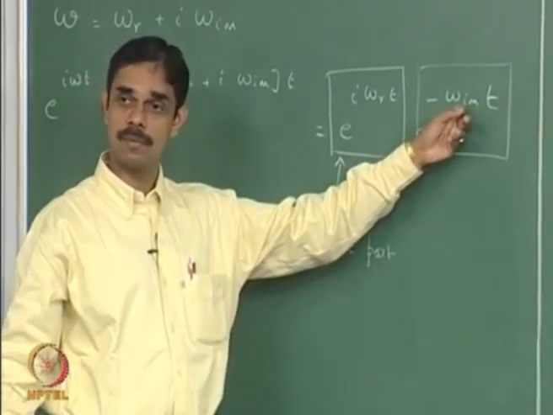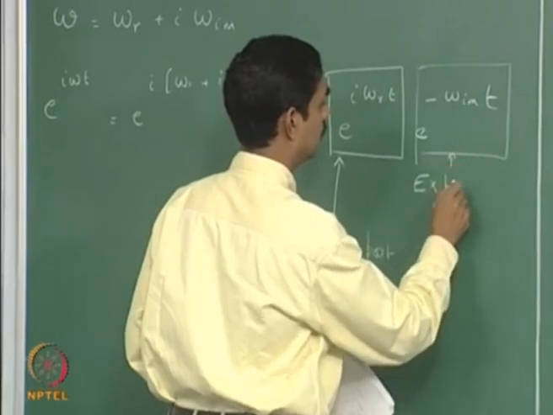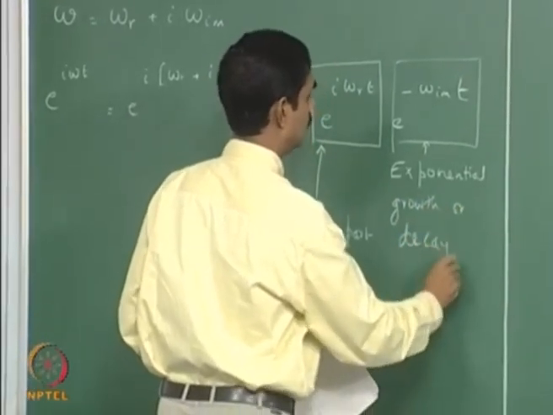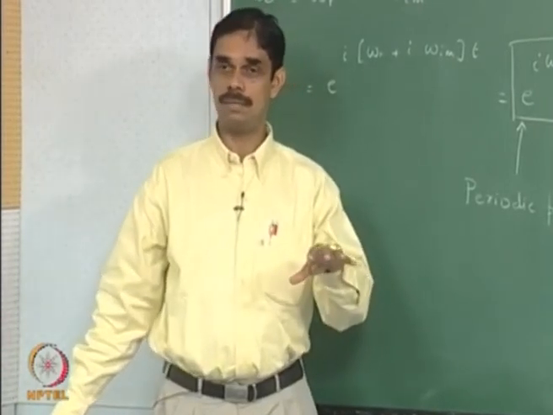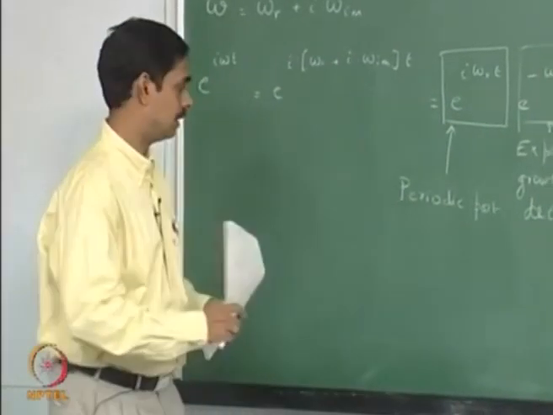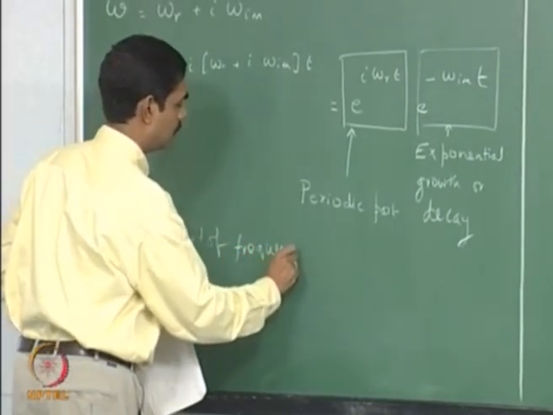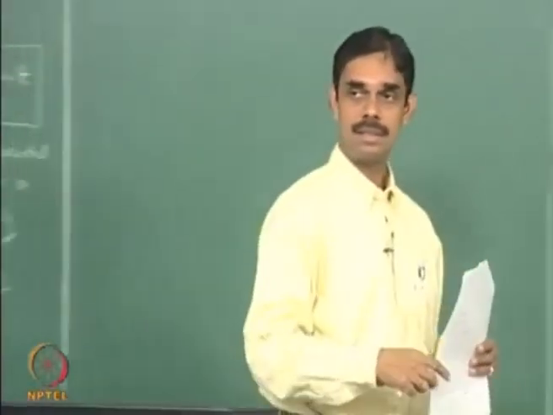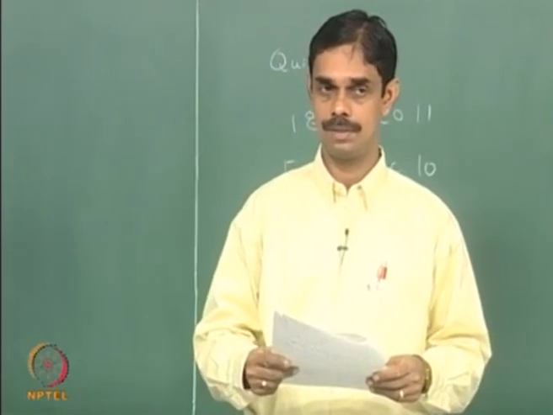If omega imaginary is positive, you have exponential decay. If omega imaginary is negative, you will have exponential growth. So if you have only a real frequency, that means you have a periodic component and it is neither growing nor decaying. But if you end up with an eigenvalue which has a complex part, the imaginary part of the frequency will indicate what is called a growth rate or a decay rate. So I hope this part is clear. I'll just pause for a minute for you to make notes.